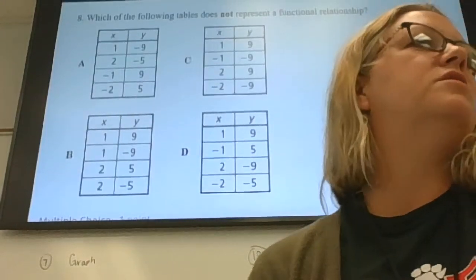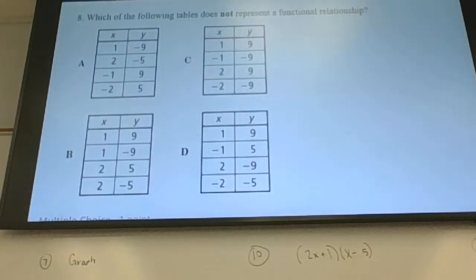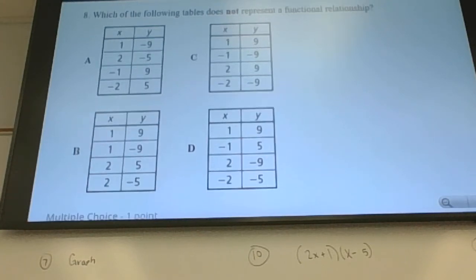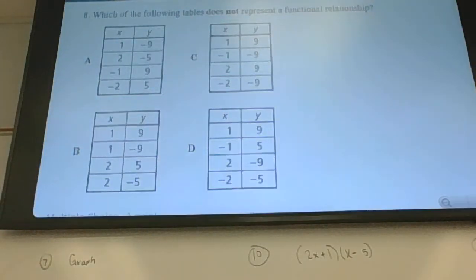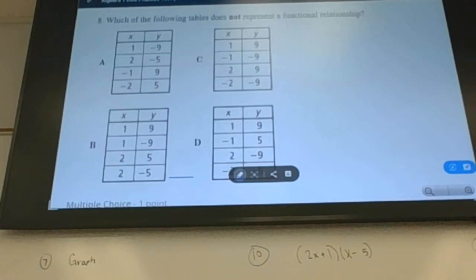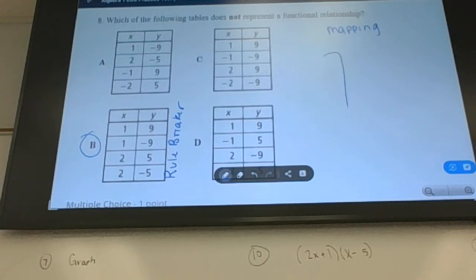So, Cameron, did you get this one right? No? So this one, letter B, is a rule breaker. Letter B is not a function. I'm going to remind you of the mapping we did. You guys were really good at doing mapping. It was like this, and this, and x and y.